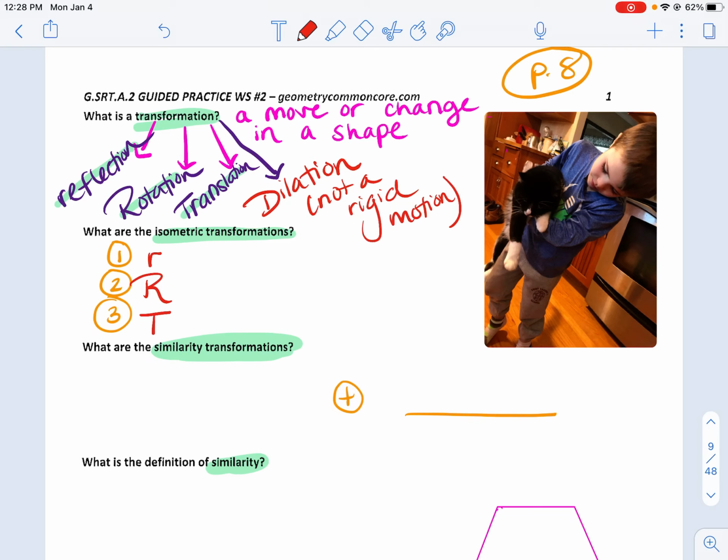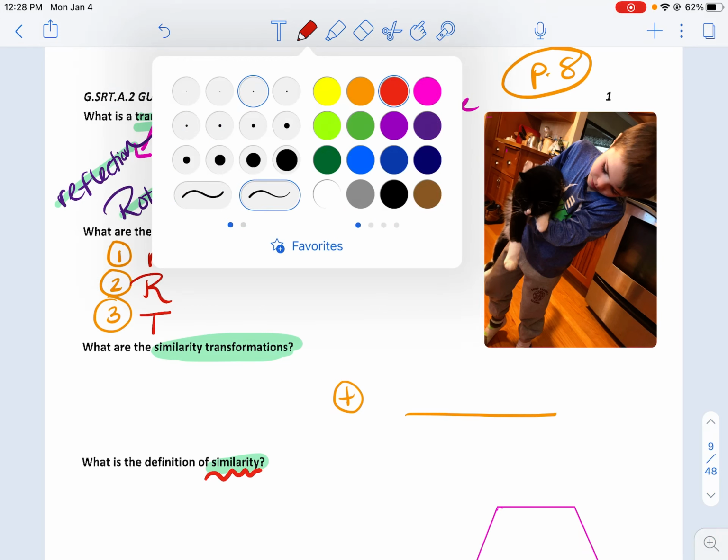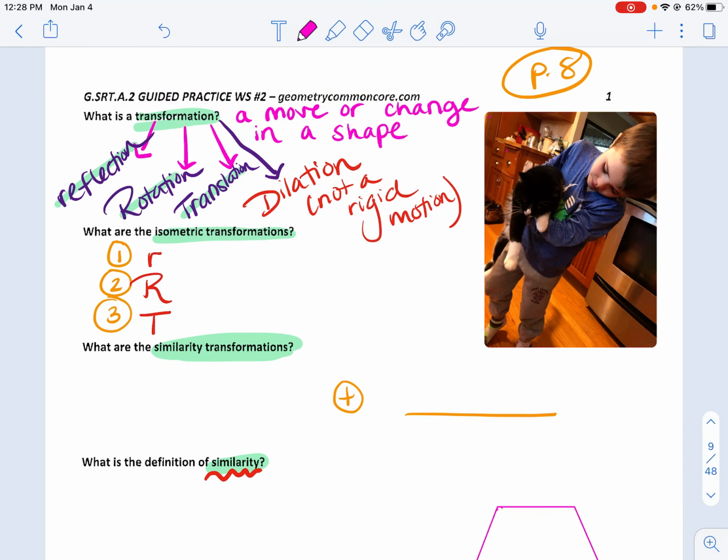Now, this is the word we're really working towards today. What are similarity transformations? Before we can jump into that, let's define what similarity is. First, put the symbol next to it, this little squiggly line, maybe put a box around it so you don't lose it. This squiggle means similar. If I said this triangle is similar to another, I don't need to write the word similar out. I can just do the squiggly line. Let's talk about what similarity is.